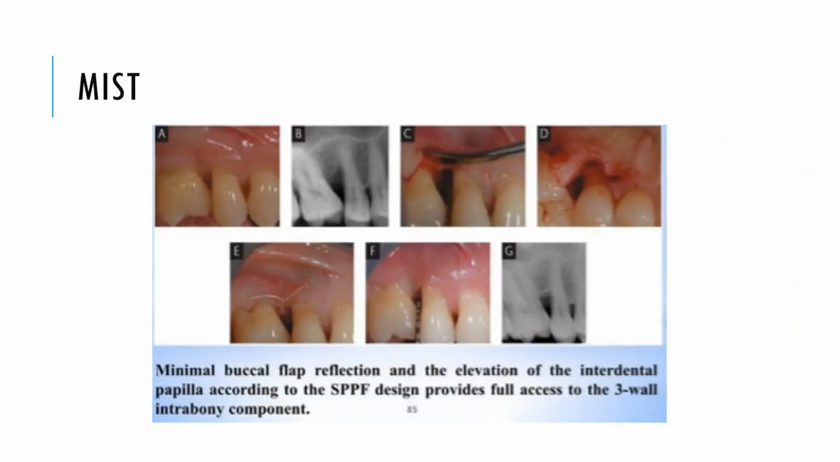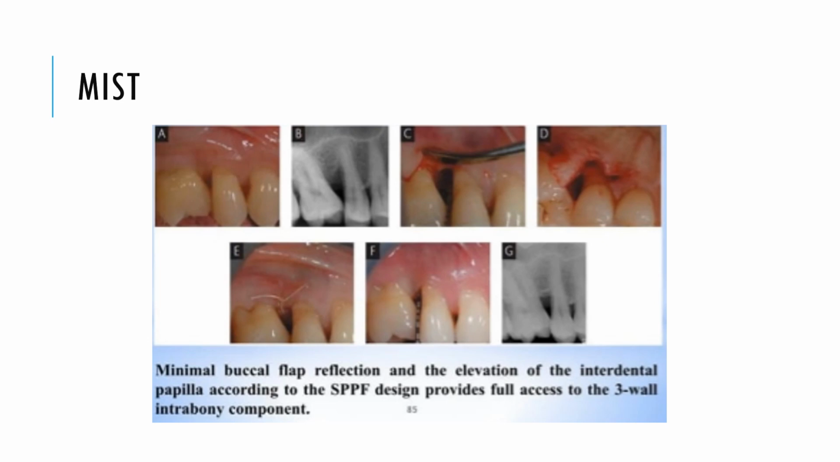Then, moving on to the minimally invasive surgical techniques. As I said, there are two types. One is the MIST, which is minimally invasive surgical technique, and there is a modified MIST, which is the modified minimally invasive surgical technique. First, in MIST, intracrevicular incisions are given along the defect-associated papilla, with extension up to the mid-buccal or mid-lingual aspect of the associated teeth.